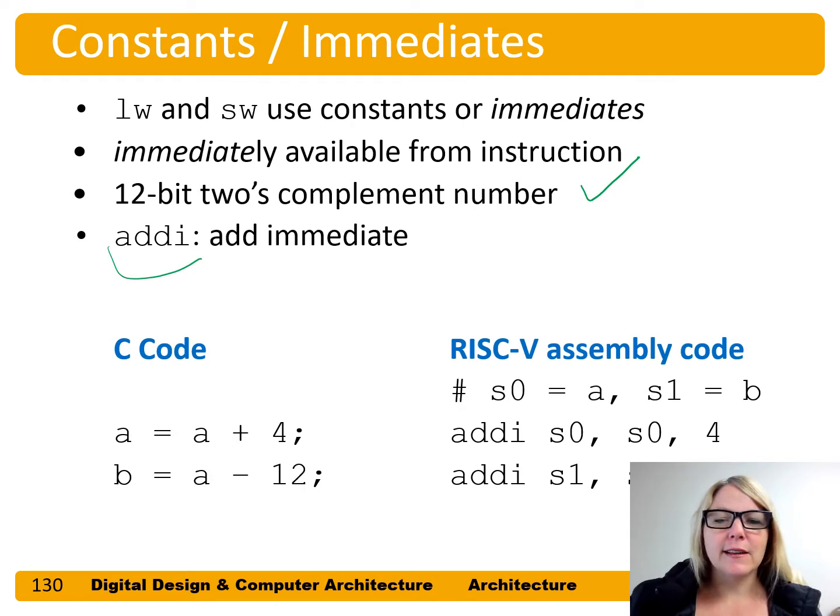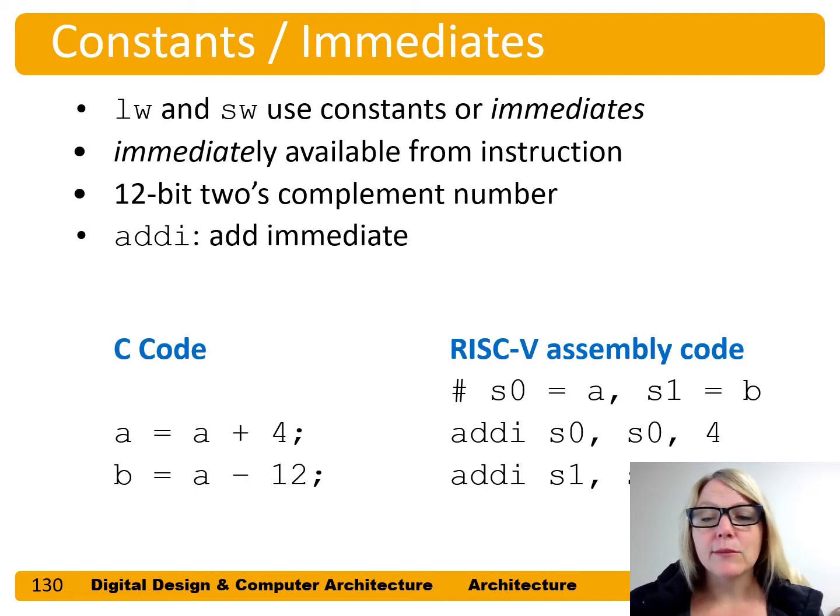And here's an example, our add immediate S0, S0, 4 for performing A equals A plus 4. We can also do the same for negative numbers, right? This could be B equals A, S0 minus 12. So we have a negative, could be a negative number or a positive number for our immediate values because it's a signed or 2's complement number.